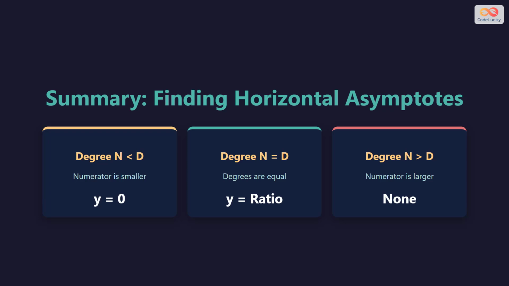To recap, compare the degrees. If the bottom is bigger, it's 0. If they are the same, divide the coefficients. If the top is bigger, there is no horizontal asymptote. Keep these rules in mind, and you will solve these problems in seconds.